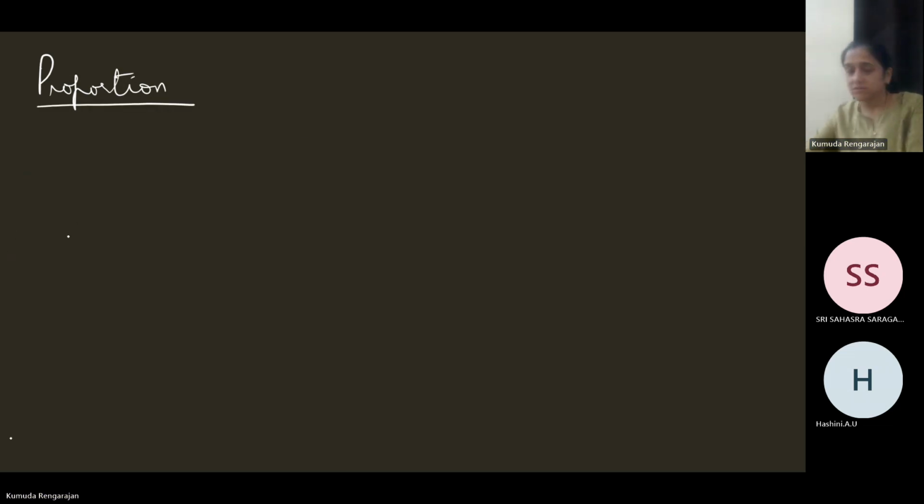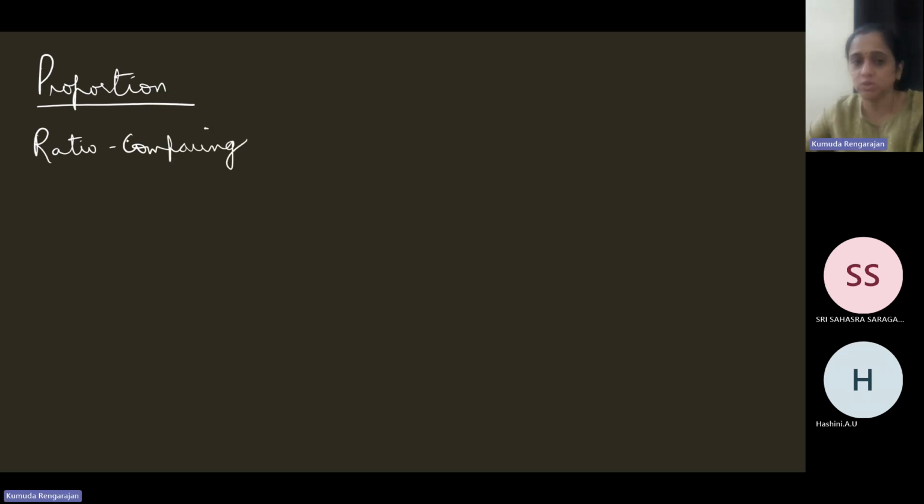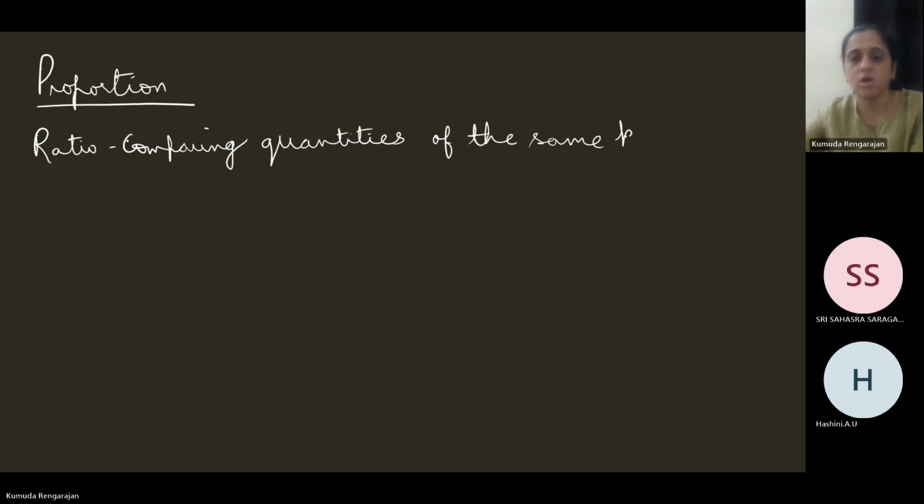Okay. Proportions. Now, what is a proportion? The equality of two ratios is called a proportion. And what is a ratio? Comparing quantities of the same kind. Ratio is comparing quantities of the same kind or with the same unit.